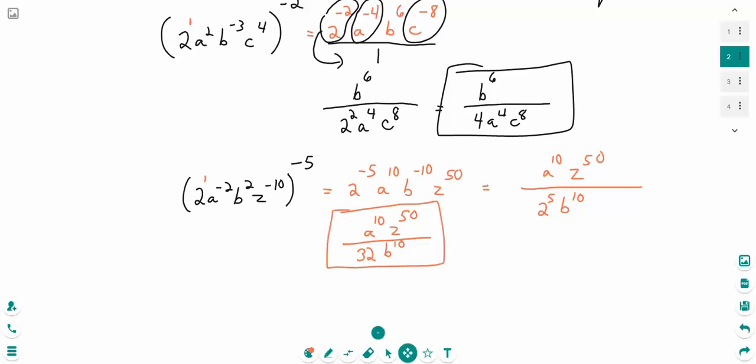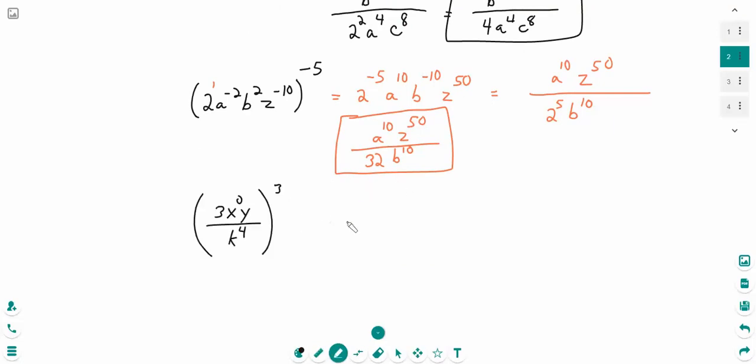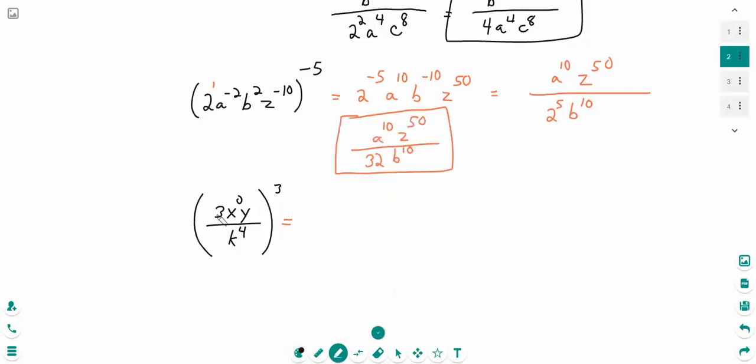Not hard. Let's try another one here. Okay, let's try this one out. So why don't you pause the video, try this one on your own, and then we'll do it together. All right, so same approach. This one, we have a fraction inside our bucket here, inside our set of parentheses. So again, everything needs to be raised to that third power.